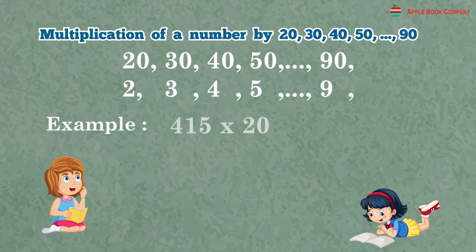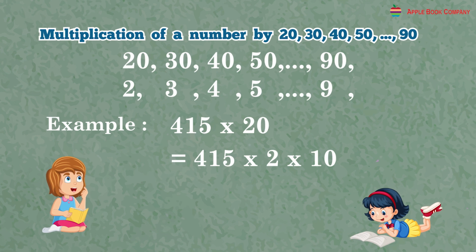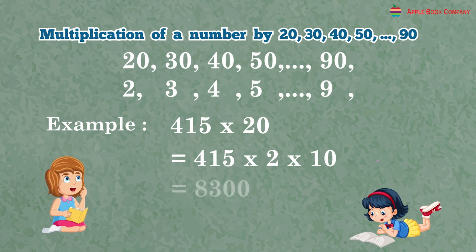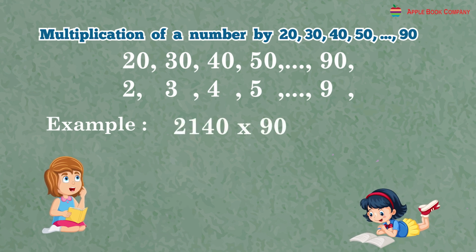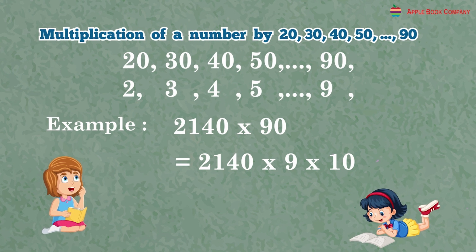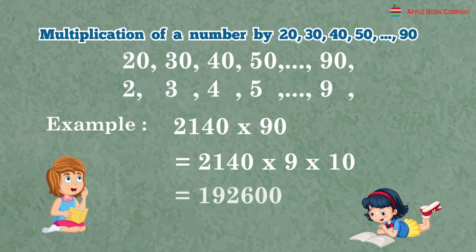Similarly, 415 multiplied by 20 is equal to 415 multiplied by 2 multiplied by 10 is equal to 8,300. 2,140 multiplied by 90 is equal to 2,140 multiplied by 9 multiplied by 10 is equal to 1,92,600.